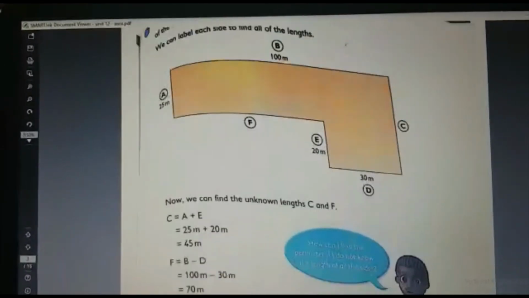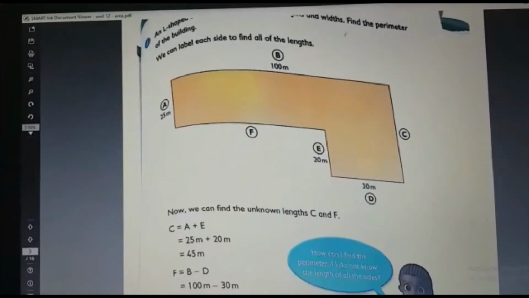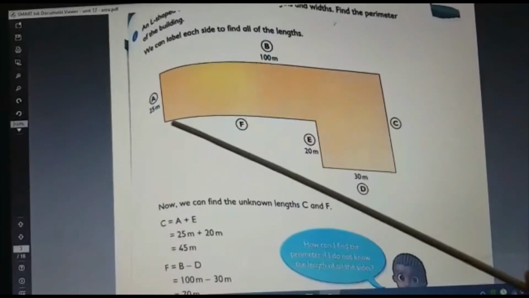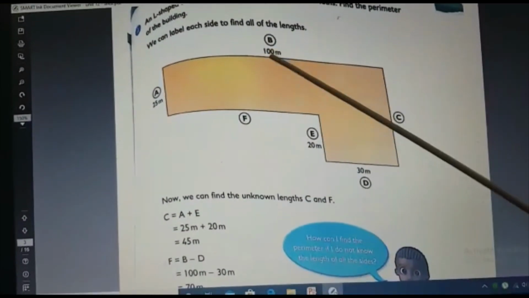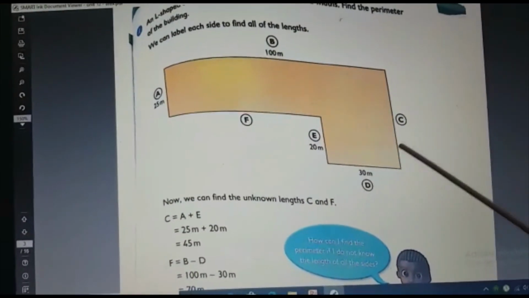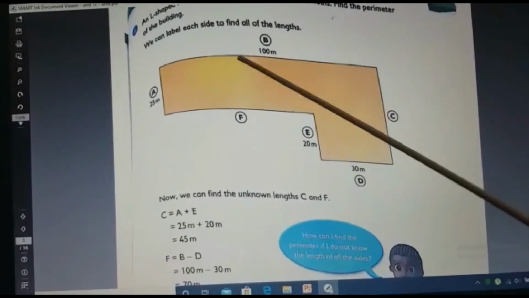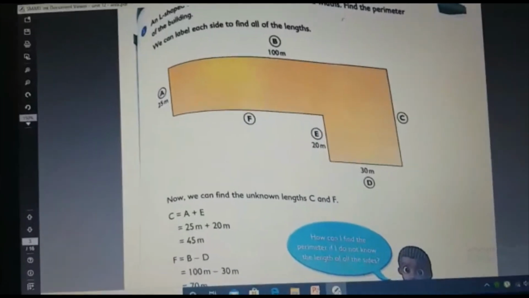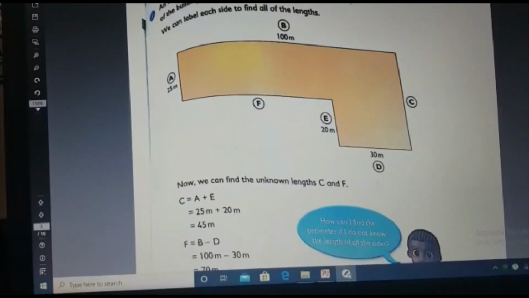Okay. Let me have a look. What is C? No, not 75. C is equal to 45. Because I cannot read it properly. It is 45, right? 25 plus 20 is equal to 45. So 25 plus 100 plus 45 plus 30 plus 20 plus 70. F is equal to 70, 100 minus 30. So all these together we add, then we will get the perimeter of the shape. Is it clear for you?